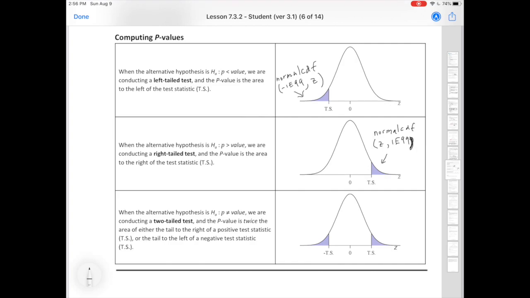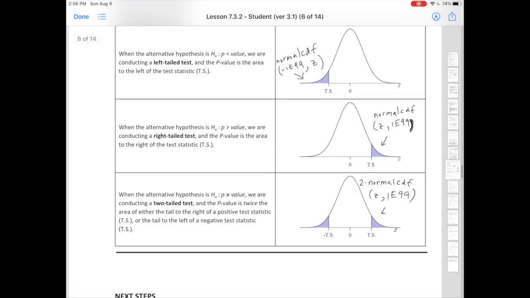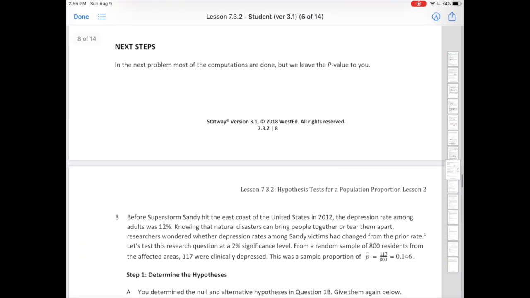When it's left-tailed, you've got to do it that way. And when it's right-tailed, you've got to do it that way. And now, what do you do when it's two-tailed? When it's two-tailed, you can choose either the left or the right. I'm just going to choose the right here. You're going to do just 2 times the normal CDF of the z-score and then 1E99. So all I'm saying is let's just double this one. Okay? All right.